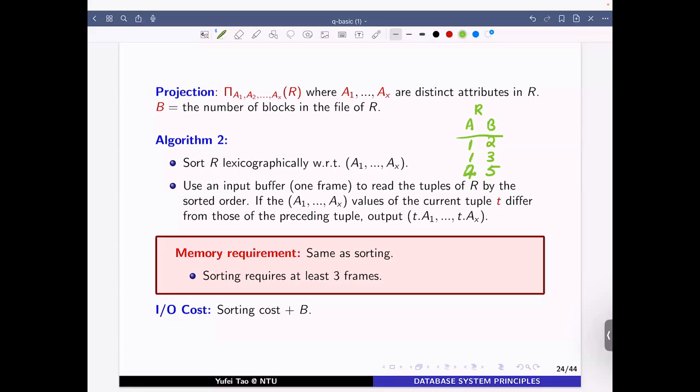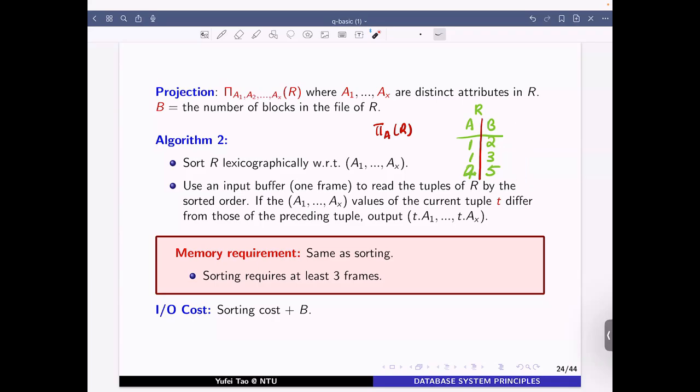So this is it. By the way, this is what we want to do. We want to project the relation onto A, so you want to sort the relation by A. That's the projection attribute. And after you have done that, tuples with the same A value will come together. This is important because this would allow you to perform just one scan and use very little memory to output the result of the projection.